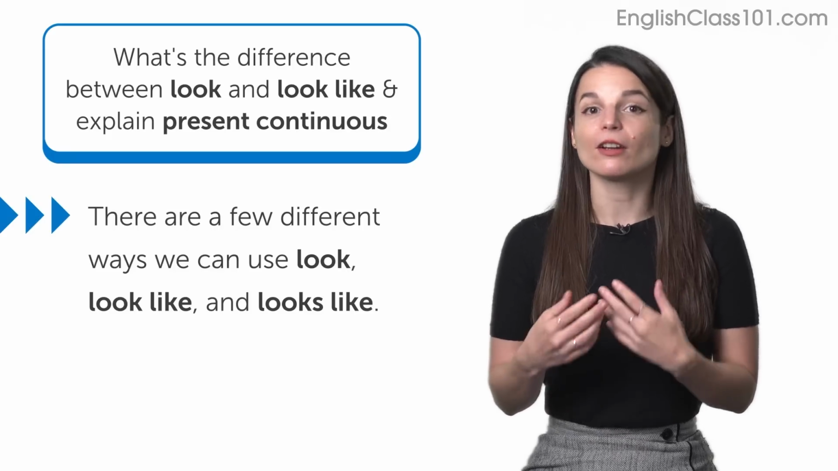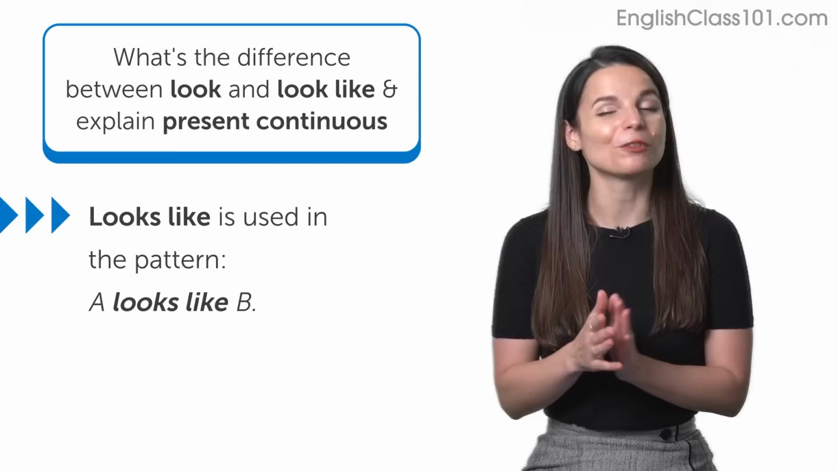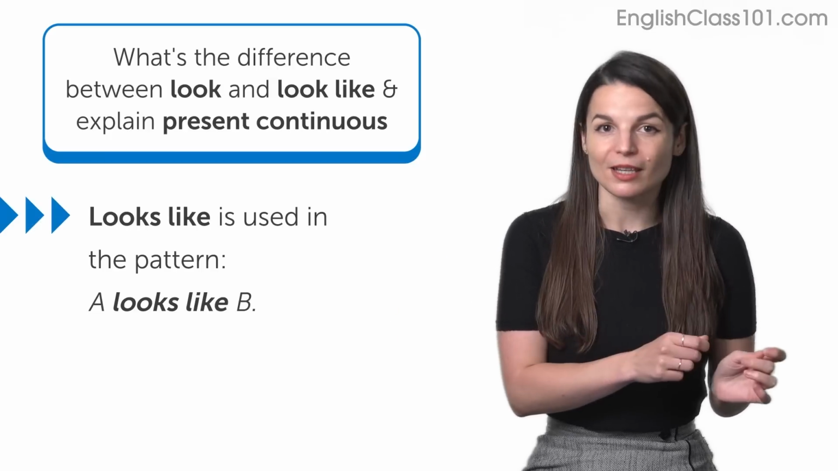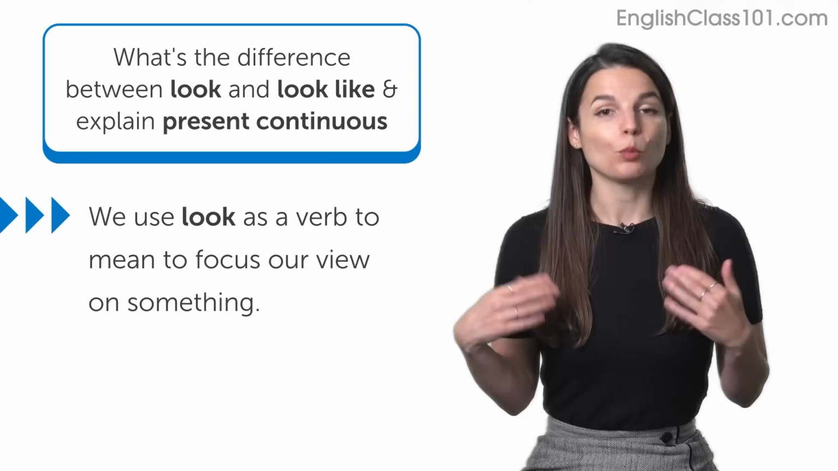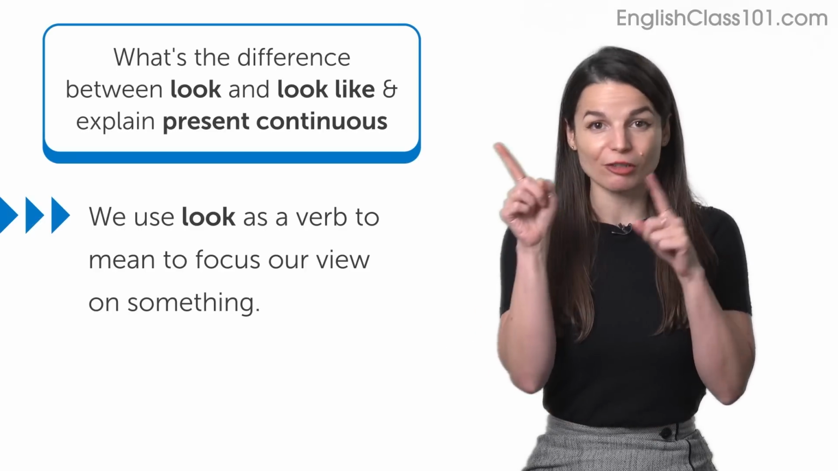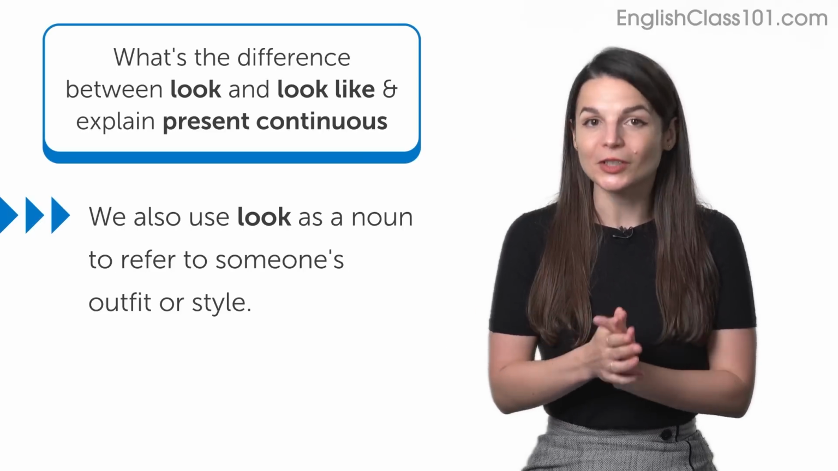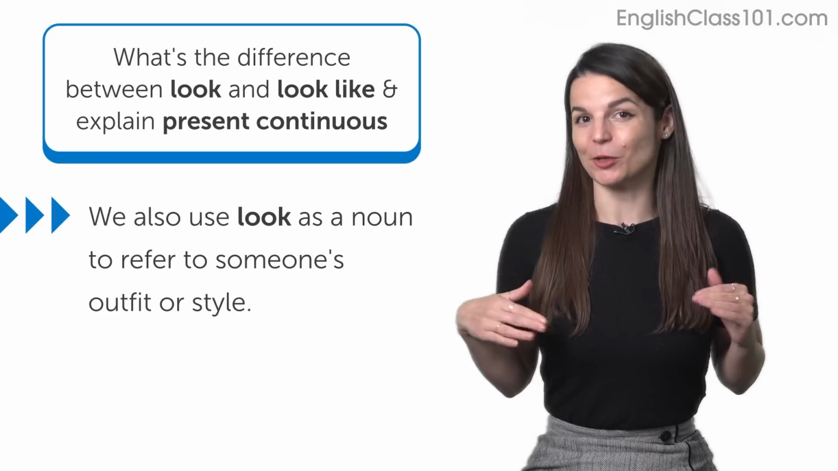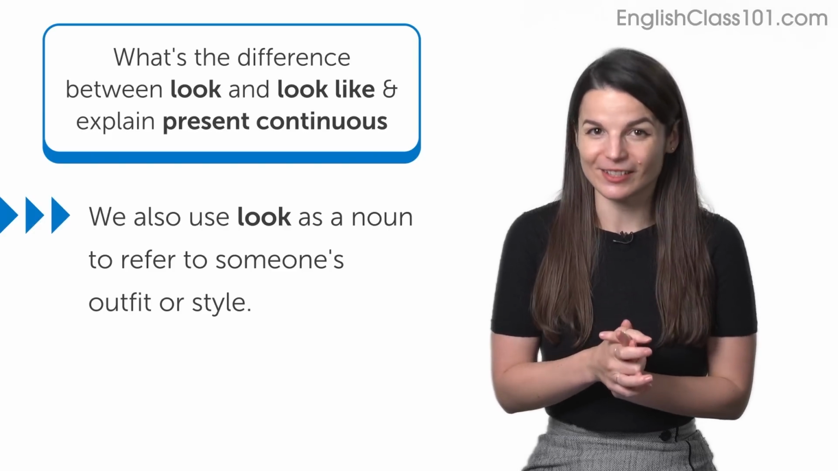So as you can see, there are a few different ways that we use look and looks like. So again, to recap, looks like is used in the pattern A looks like B, which means that A has an appearance similar to B. We use look as a verb to mean to focus our eyes and move our eyes towards something. And we also use look as a noun to refer to someone's style or to their appearance in terms of their clothing and their accessories for the day. So I hope this answers this question.